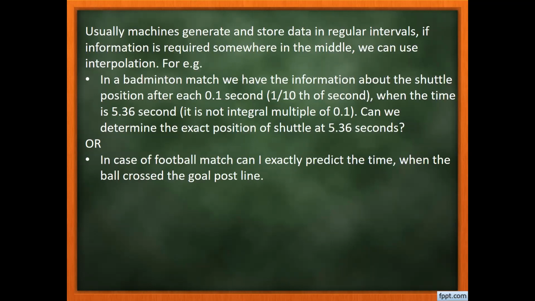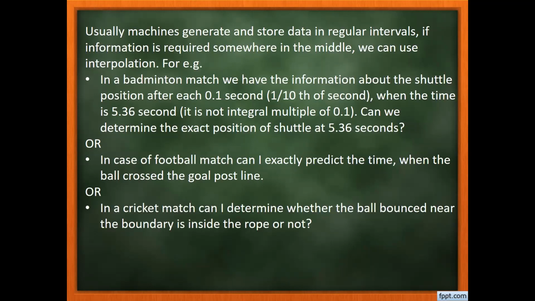Or like in a football match, can I exactly predict the time when the ball crossed the goal post line? Yes, definitely, I can do that. But for that, I should have some kind of information about football position, which might not be exactly available at the crossing line, but it should be around before the crossing line and after the crossing line. So I can join that information, do the interpolation, and calculate the time when it crossed the boundary goalpost line.